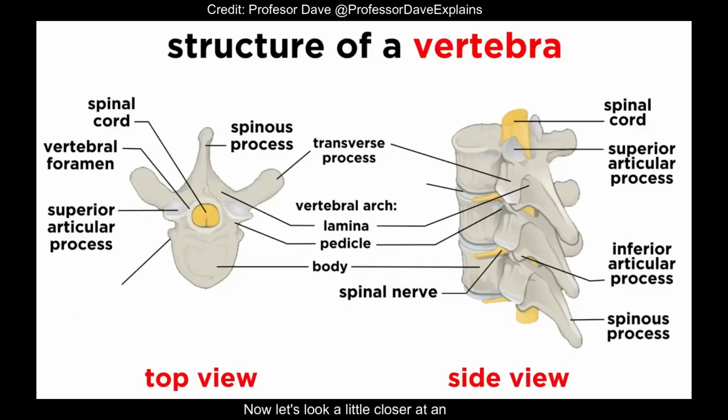Now let's look a little closer at an individual vertebra. These all have a body and a vertebral arch. The hole is called the vertebral foramen, and the spinal cord passes through here, which we will discuss later. The vertebral arch is made of 2 pedicles and 2 laminae, and from these project various processes. These are the spinous process, 2 transverse processes, as well as the superior and inferior articular processes.